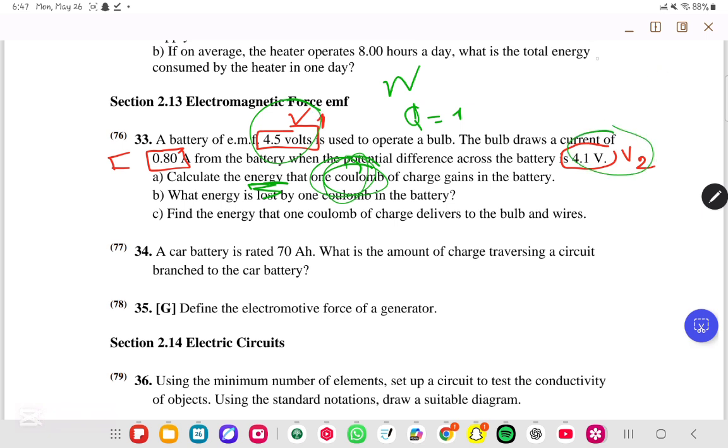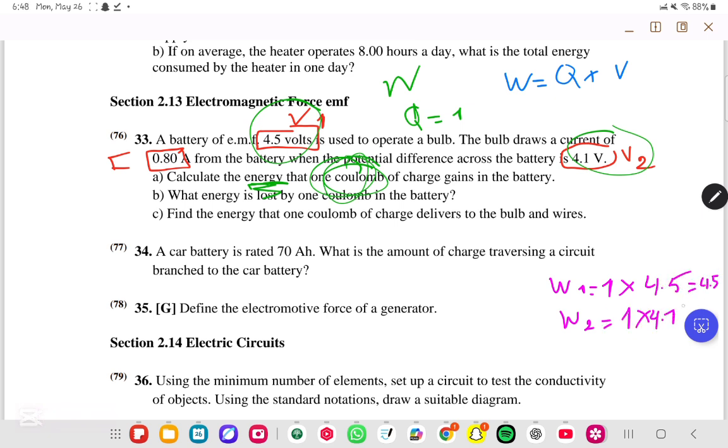Very simply, in order to find W, it is equal to what? It's equal to Q times V. But here we'll have to do 2 trials. We'll need to find W1 and W2, and we will need to subtract them from each other. W1 is 1 coulomb times 4.5 volts. And then W2 is 1 times 4.1 volts.